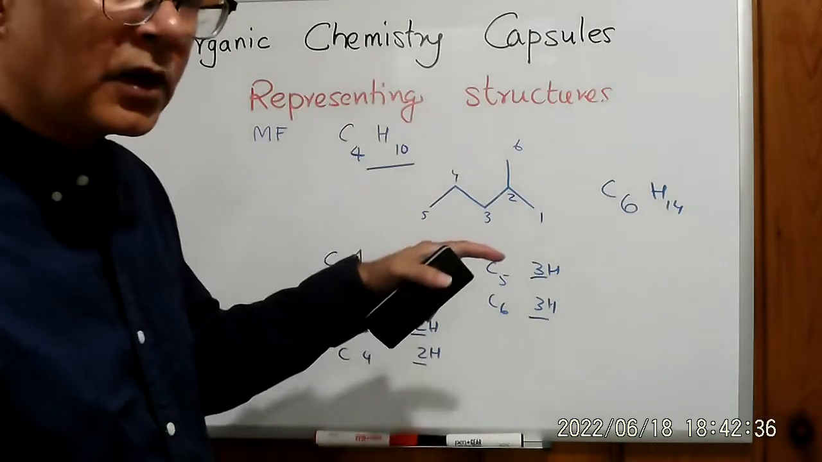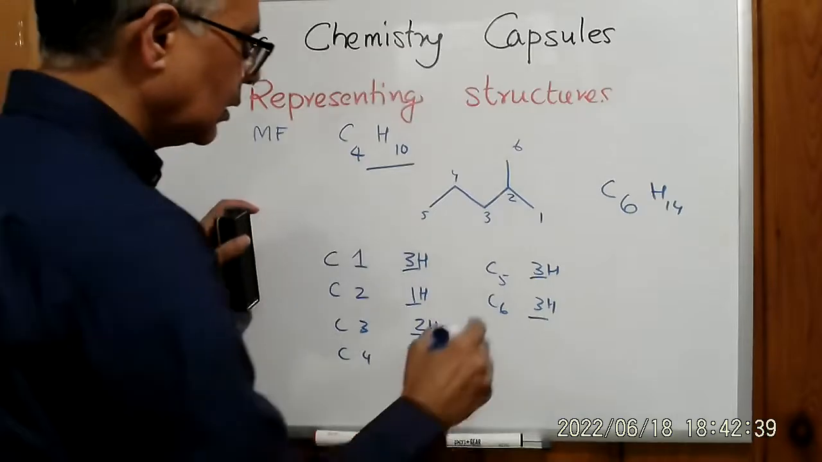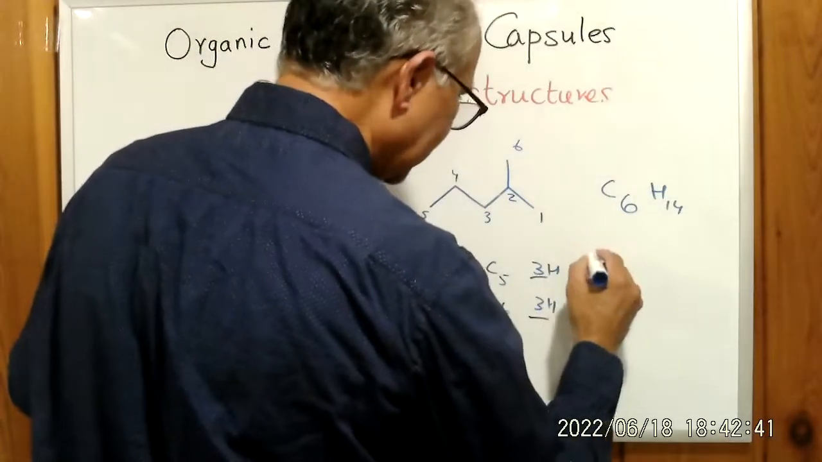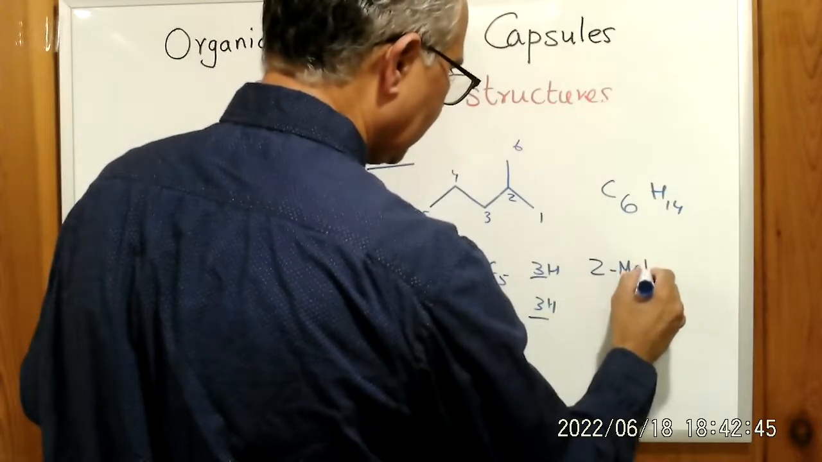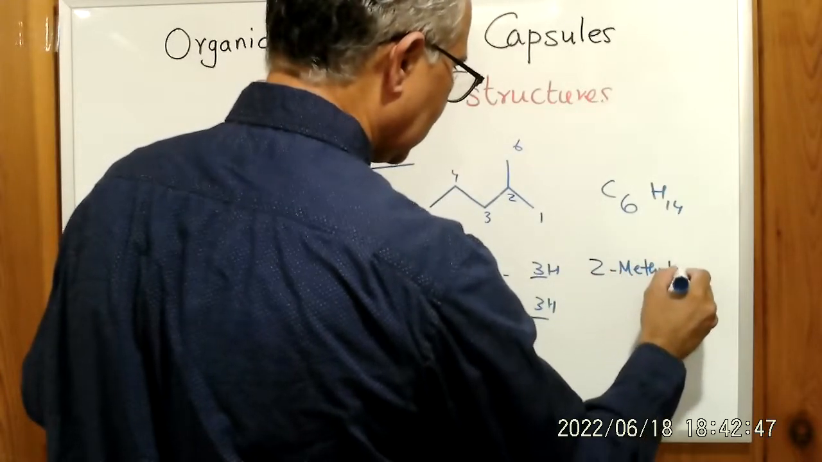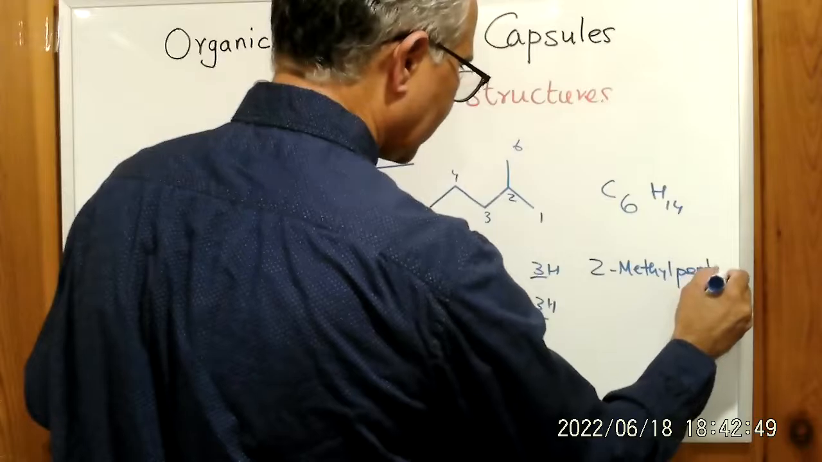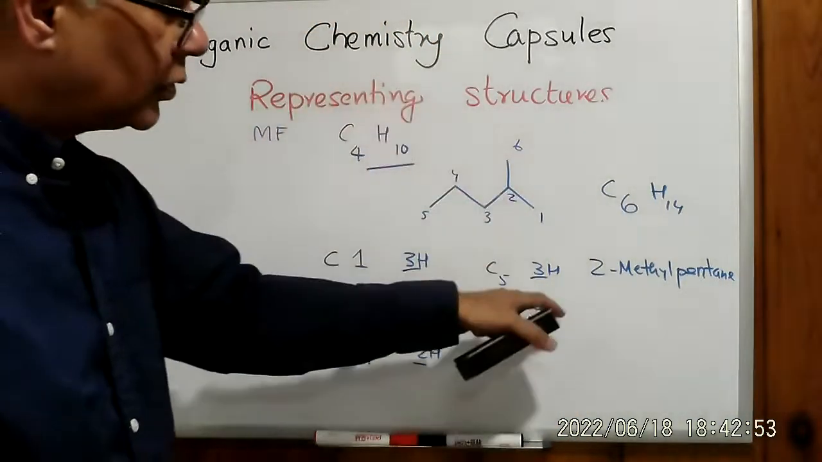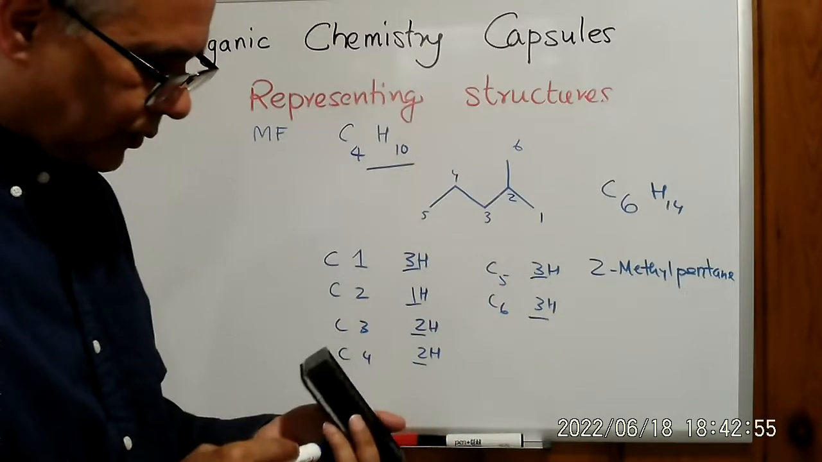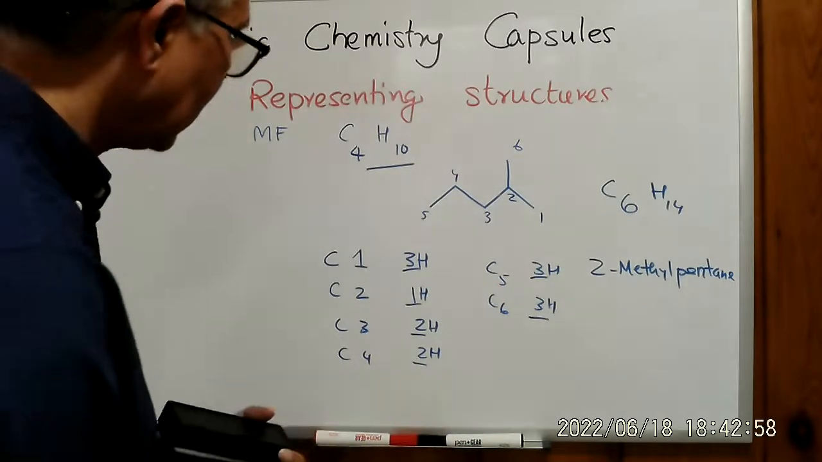Okay. We'll come to naming later. I'll just write the name here, but we'll come to naming in a different video. 2-methylpentane is the systematic name for this compound. How we come to that will be a topic of another capsule. Okay? We'll stop here.